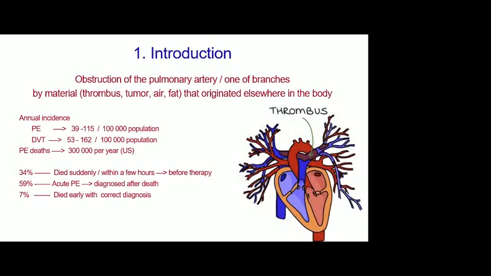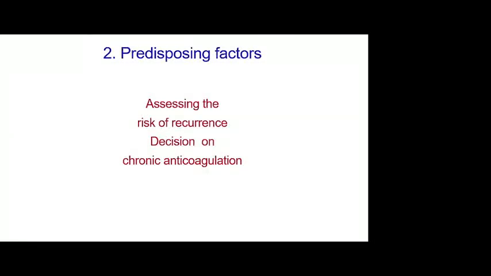Pulmonary embolism itself carries a high risk of mortality. So, it is very important to accurately diagnose and initiate the management promptly. The incidence is around 40 to 115 in 100,000 population in the US. The main problem is 34% of them will die suddenly within a few hours before therapy, and 59% of patients will die with acute pulmonary embolism, but it is diagnosed after the death.